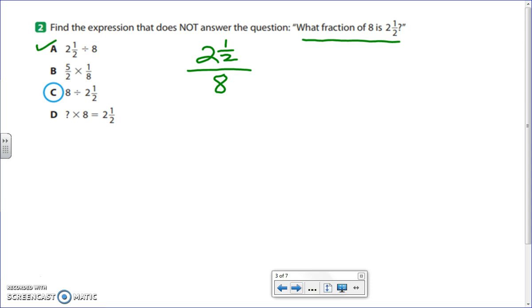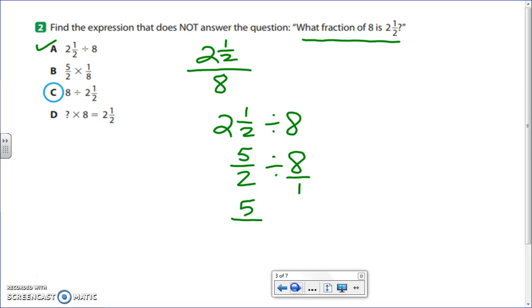5/2 times 1/8. Ooh, that's a tricky one. Let's think about this. If I have 2 1/2 divided by 8, that's the same as 5/2 divided by 8, or 5/2 divided by 8 over 1, or 5/2 multiplied by 1/8. And that is what B says, so that one's okay.